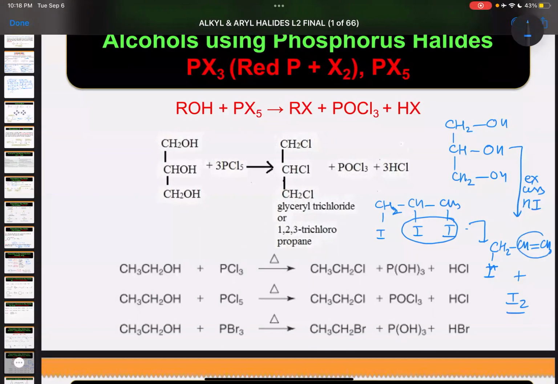Yeah, now there is a double bond. One more HI will get added. So H and I. Now I will do the Markovnikov addition, right? Yes, sir. So again, I will have vicinal diiodides, right? So now what will happen? Dehydrohalogenation.